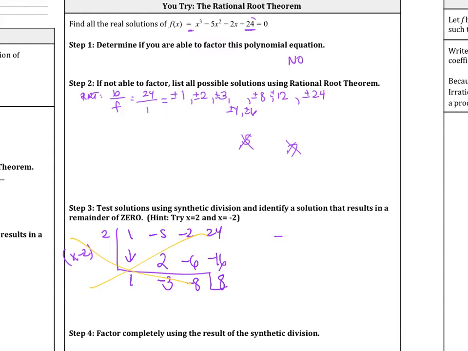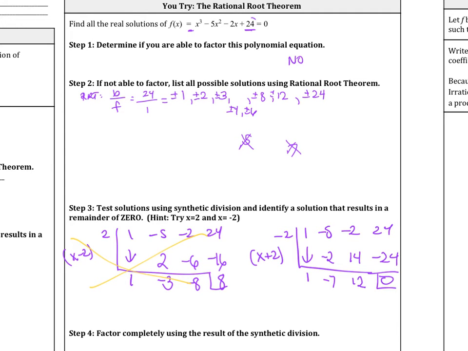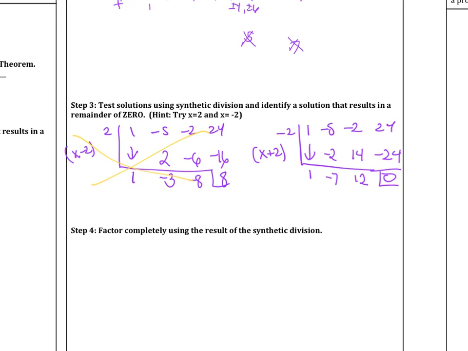So let's try negative 2. That would be x plus 2. It's always the opposite. Then let's write our coefficients: 1, negative 5, negative 2, and 24. Bring down the 1. Negative 2 times 1 is negative 2. Negative 5 minus 2 is negative 7. Negative 7 times negative 2 is 14. 14 minus 2 is 12. 12 times negative 2 is negative 24, and we get a 0. So now this does work.